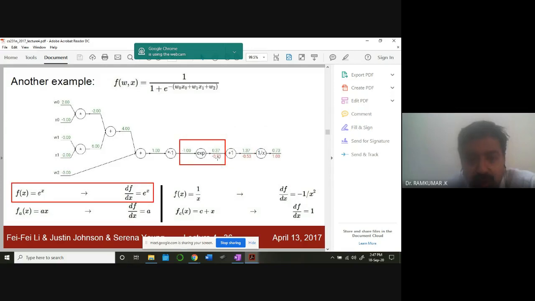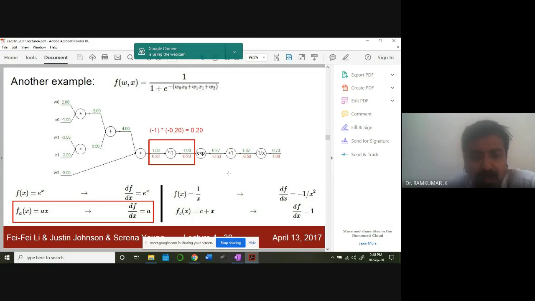Then you go for this. Now this minus 0.53, I'm going to use it here. How am I going to do it? ∂f by ∂x equal to e^x. So naturally, e^x, I'm going to substitute for this minus 1. Minus 0.53 is the previous layer's gradient. I'm going to use it, multiply, and I'm going to get this. Okay, that's how it operates.